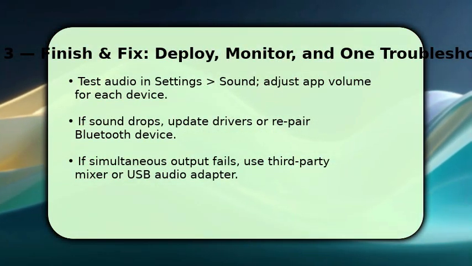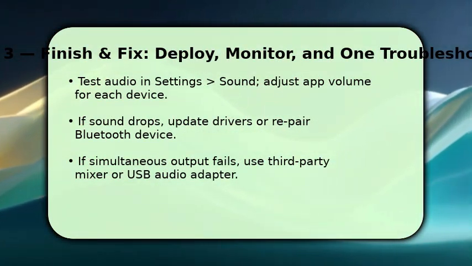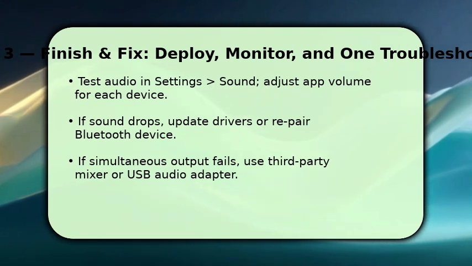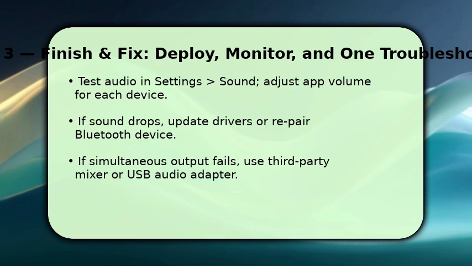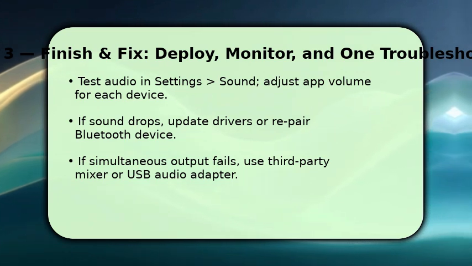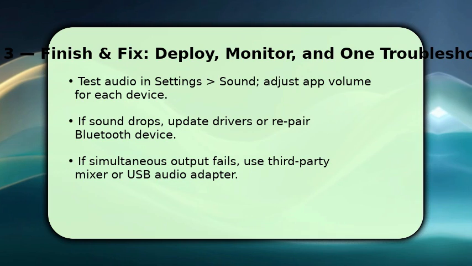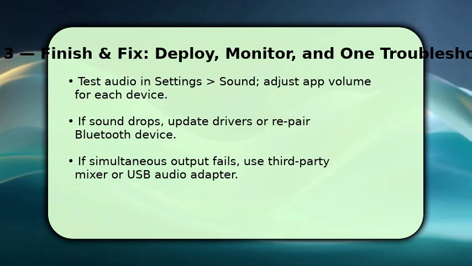Finish by testing audio. Open Settings System, Sound, and verify the default device and default communication settings. Play media and adjust per app volume in Volume Mixer to balance outputs. This is why you set separate defaults.